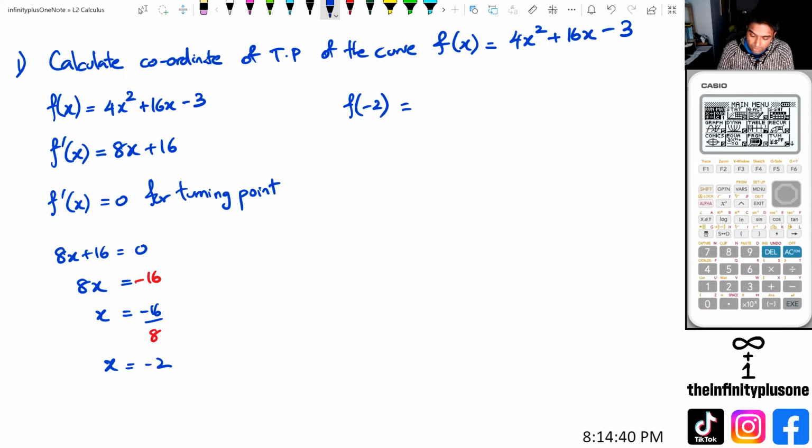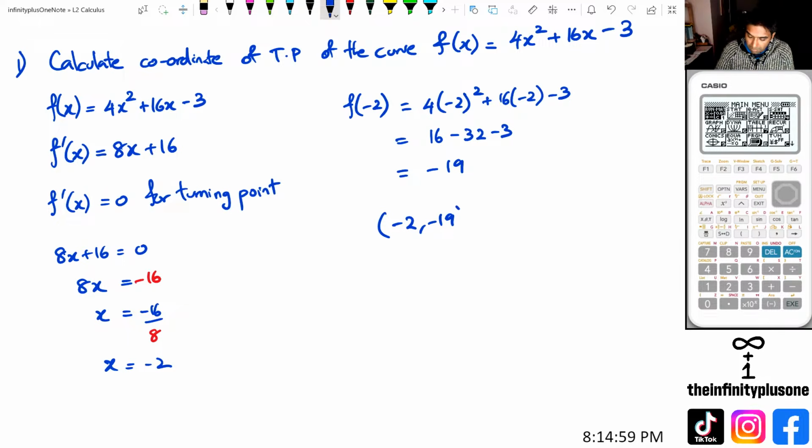the original equation. So we've got 4 times negative 2 squared plus 16 times negative 2 minus 3. So 4 and 4 is 16, minus 32, minus 3. That gives you minus 19. So the coordinate of the turning point is going to be minus 2, negative 19.